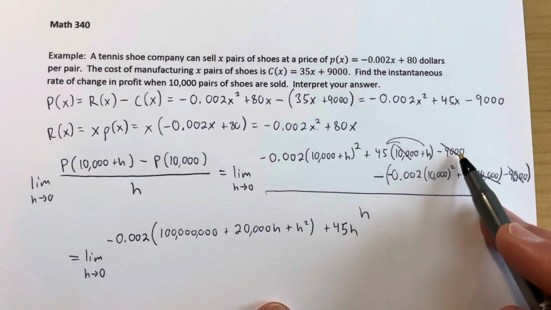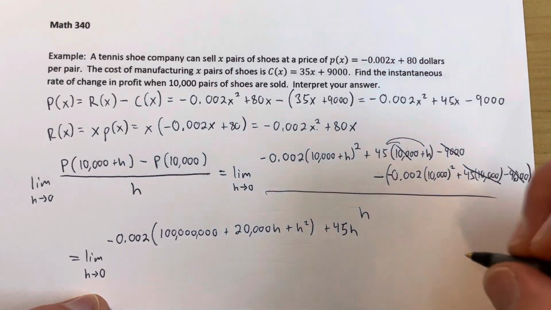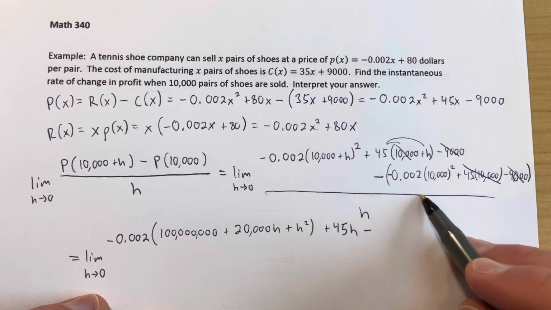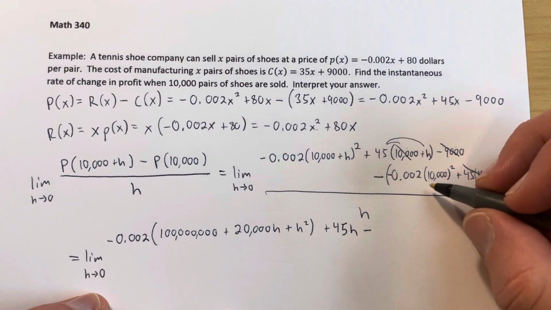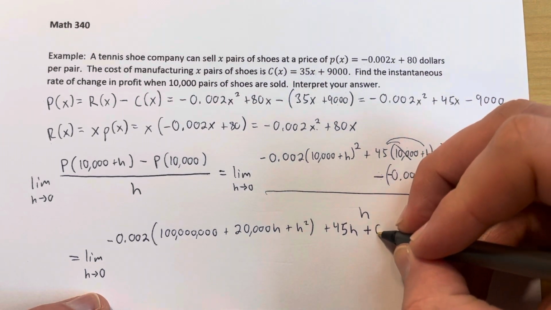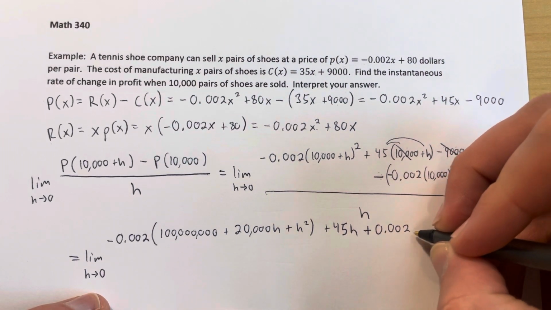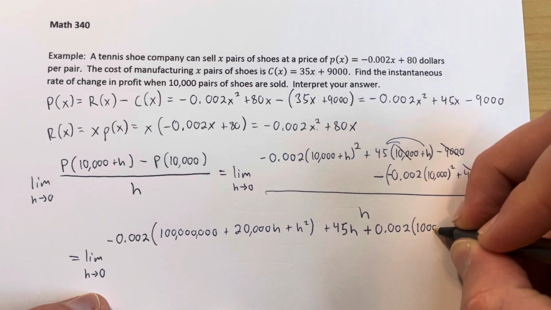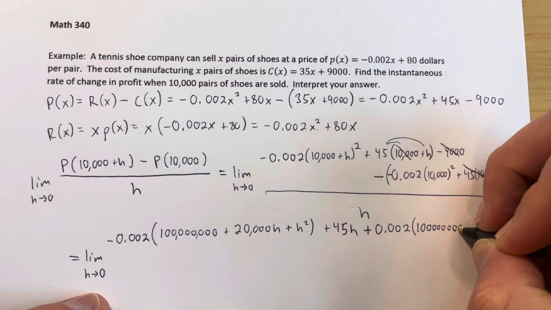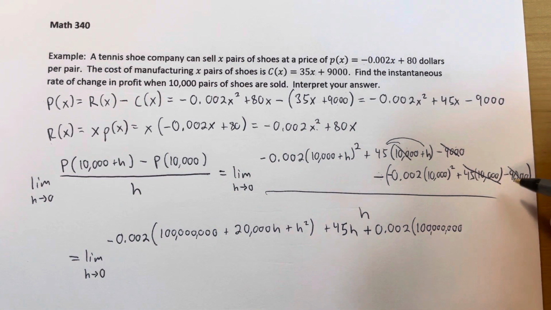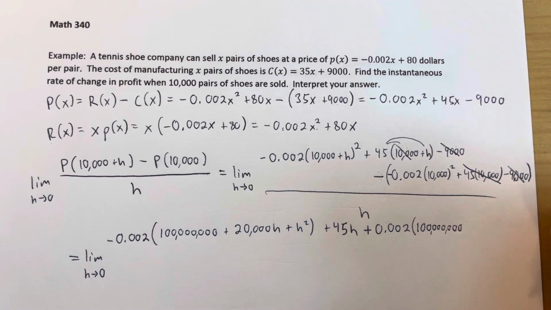And we've dealt with that negative 9,000, that's gone. I have minus... let's go ahead and distribute this minus in right here. So I'm going to get a plus here because it's minus a negative. 0.002 times 10,000 squared. Remember, that's 1 with 8 zeros. 4, 1, 2, 3, 4, comma, comma. And then this canceled and that canceled.